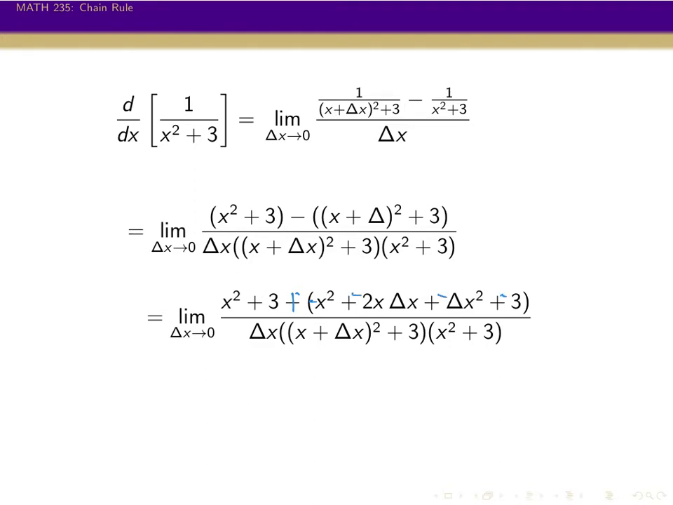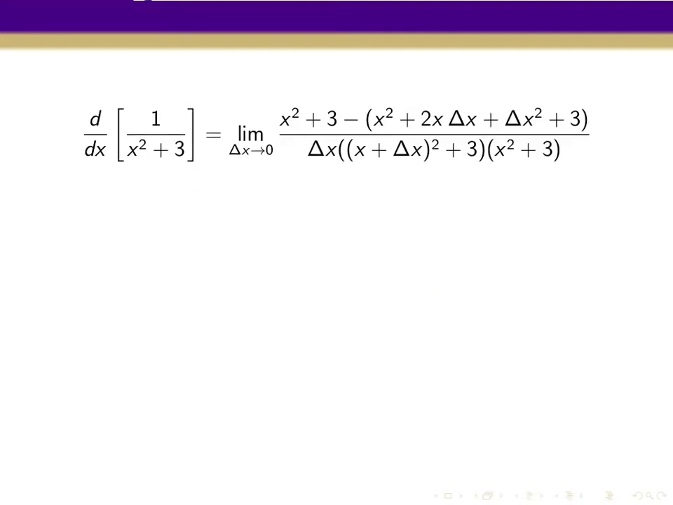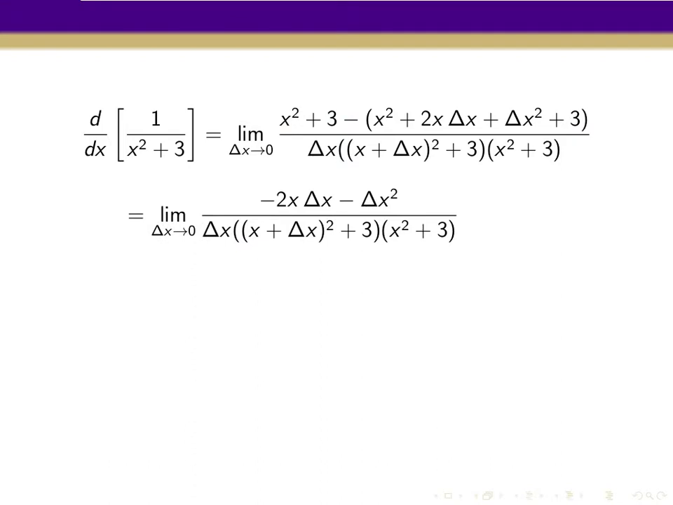well, we see that we have an x squared and a minus x squared, and so those are going to cancel. We have a plus 3 and a minus 3, so those are going to cancel. And so again, the ones that are going to cancel are the x squareds, the plus 3s, and then we have a minus there and a minus there when we distribute it. And so that simplifies down to this. Now we notice that each term on top has at least one power of delta x, and there's the delta x on the bottom, and so at this point we can cancel off a delta x everywhere.